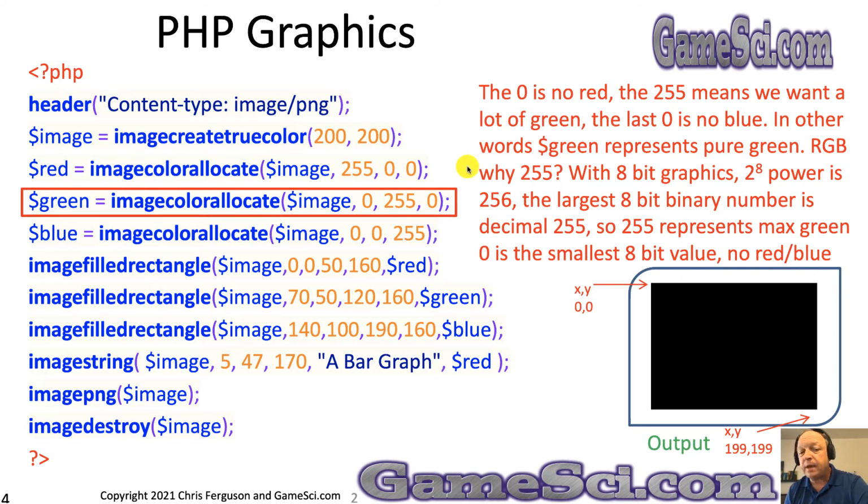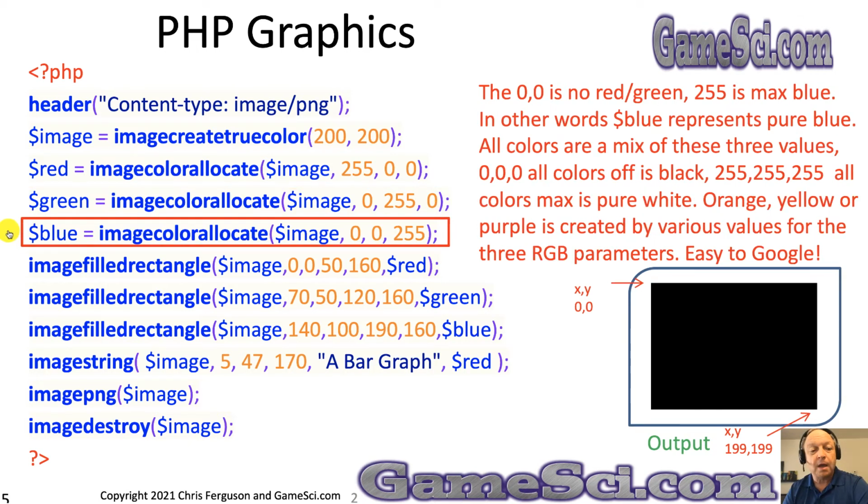In RGB, why do we use 255? With 8-bit graphics, 2 to the 8th power is 256. The largest 8-bit binary number is decimal 255, so 255 represents maximum green, and 0 is the smallest 8-bit value. So 0 for red and 0 for blue means I want no red and no blue.